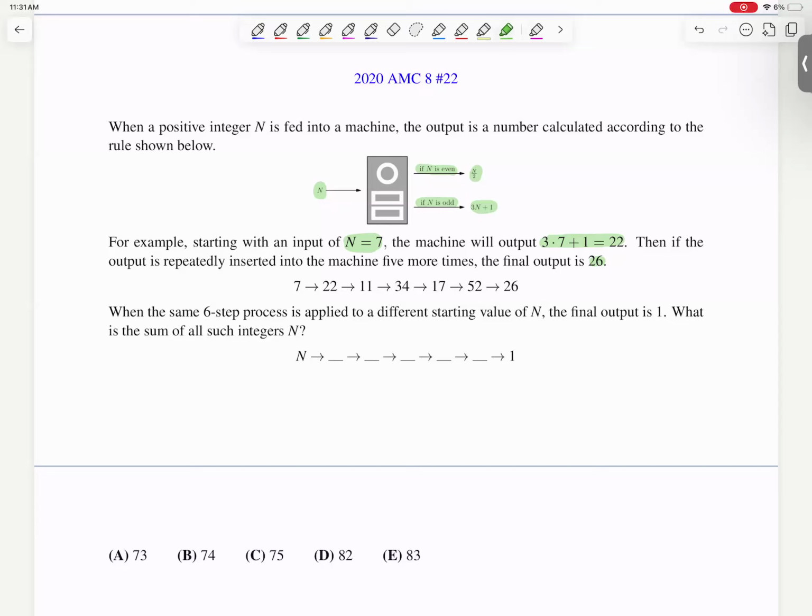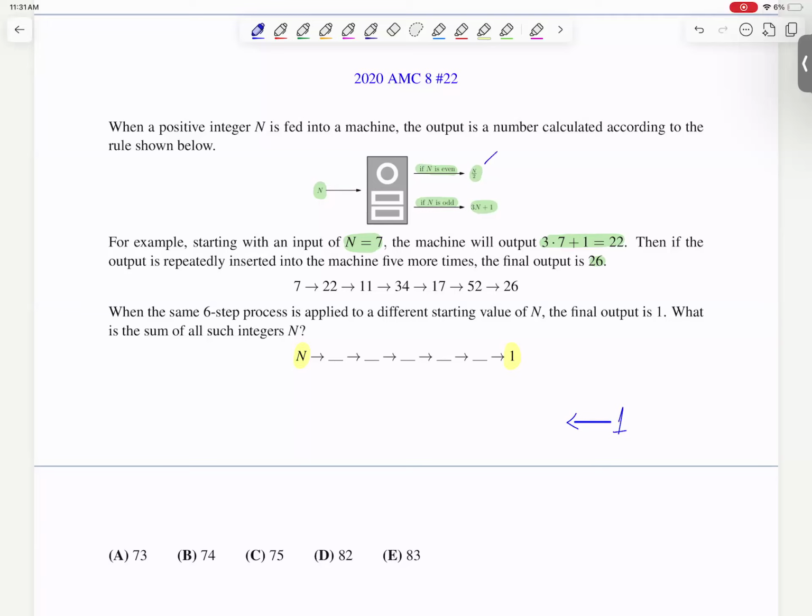To solve this problem, we have to start with the final output and reverse this process 6 times to get our initial input. Okay, we start with the final output. We have to reverse this process 6 times. And how can we reverse it?